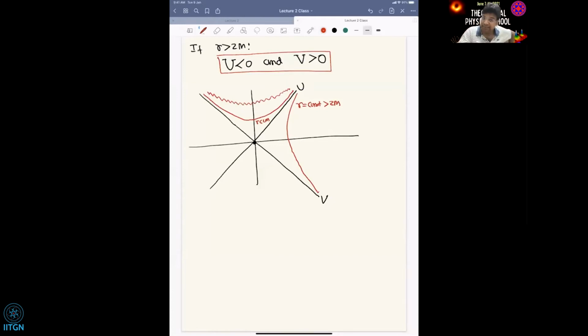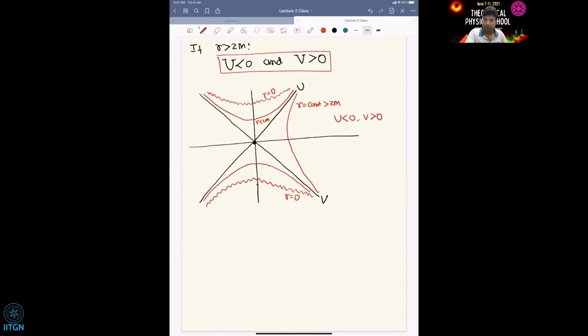But not only that, this is just in the future. But in the past also, there is another r equal to 0 line. This is the past r equal to 0, the past singularity. So this is r equal to 0. This is also r equal to 0. Again, in the past, there is this r less than 2m region. Okay. That's all. So in this region, u is less than 0, v is greater than 0.